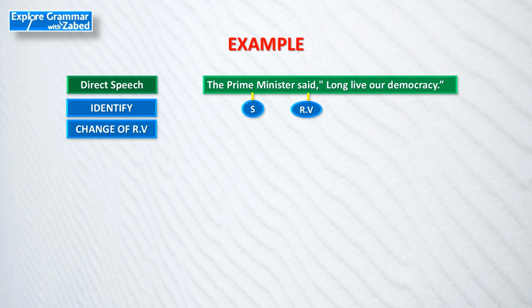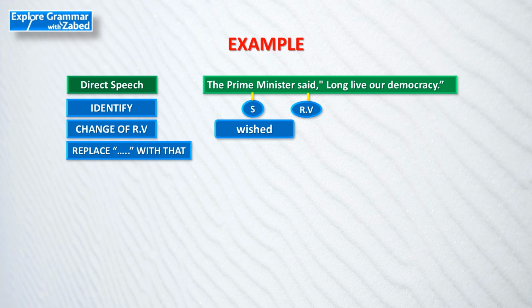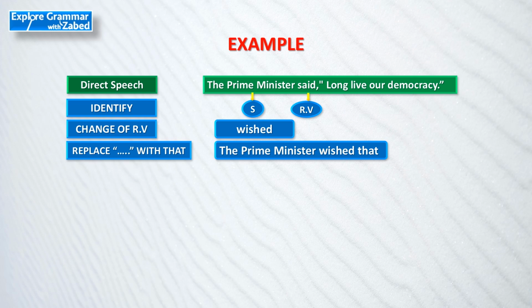The second step is to change the reporting verb. As the sense of the reported speech indicates desire or wish, the appropriate reporting verb here will be wished. The third step is the replacement of inverted comma or quotation mark with conjunction that. So the sentence looks like, the Prime Minister wished that. Step number 4 is to put the subject of the reported speech.